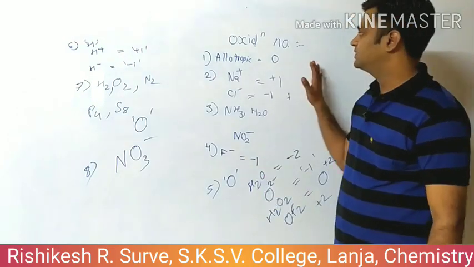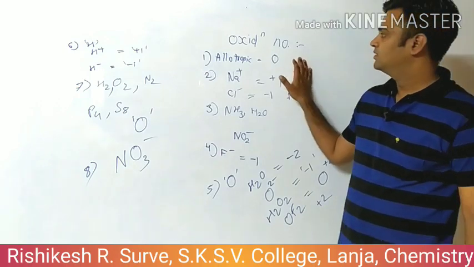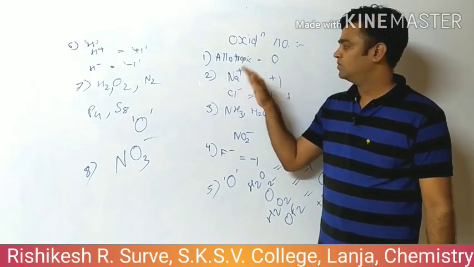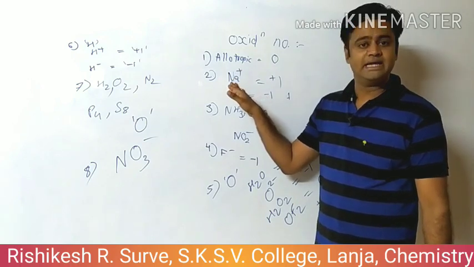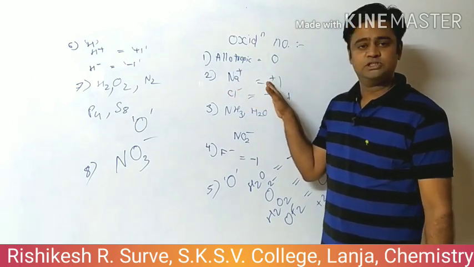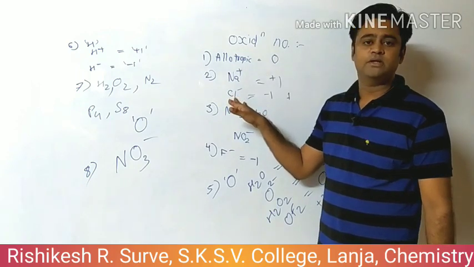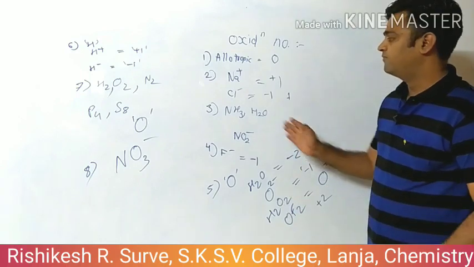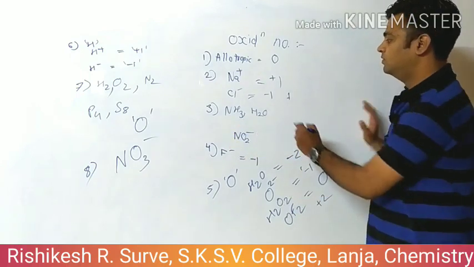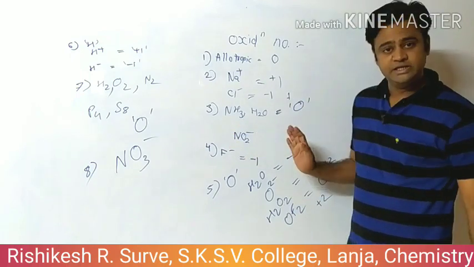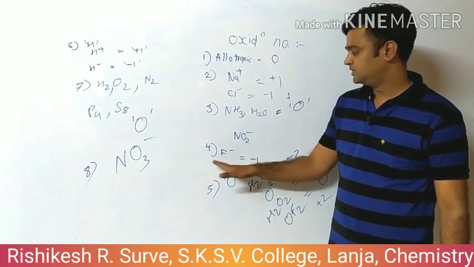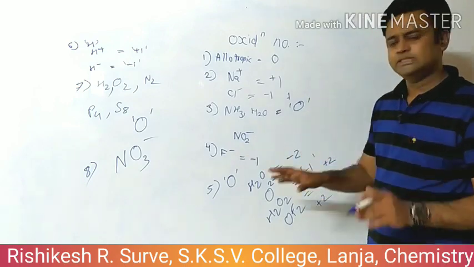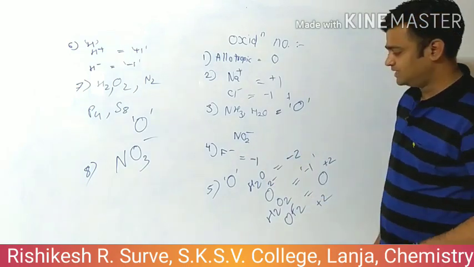In summary, now we will see the rules for oxidation number. For the allotropic form, oxidation number will be 0. For a monoatomic cation Na+, it is having +1 charge. If we consider negative species, Cl minus, it is having -1 charge. For neutral molecules like NH3, H2O, oxidation number will be 0. Fourth case, fluorine is having the highest electronegativity.